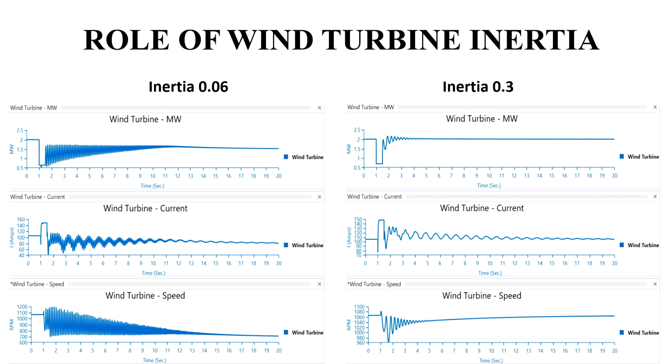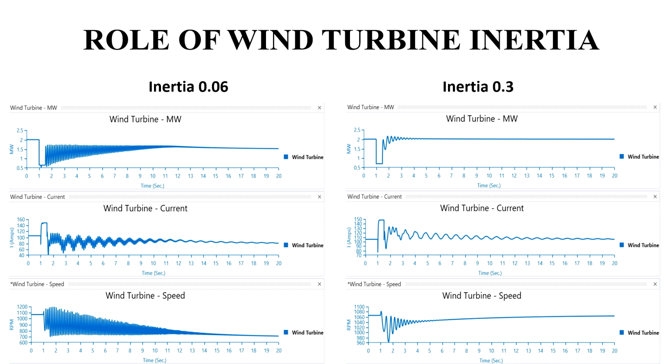This picture will provide us a clear picture of the above description. The right hand side picture shows the wind turbine inertia constant of 0.3, and the left hand side picture shows an inertia constant of 0.06. We can clearly see that when the inertia constant is 0.06, even after the fault is cleared after 1.5 seconds, the wind turbine takes forever to get stabilized. For example, the load, current, and speed of the wind turbine take more than 10 seconds to stabilize.